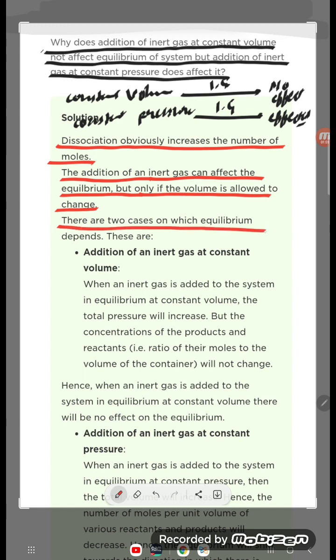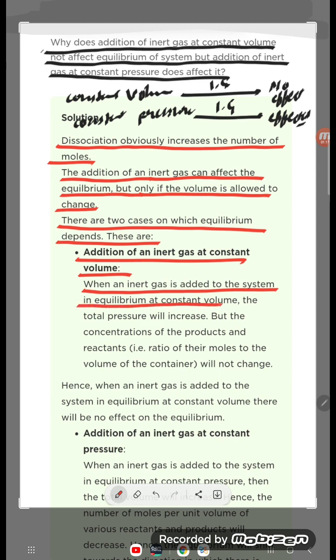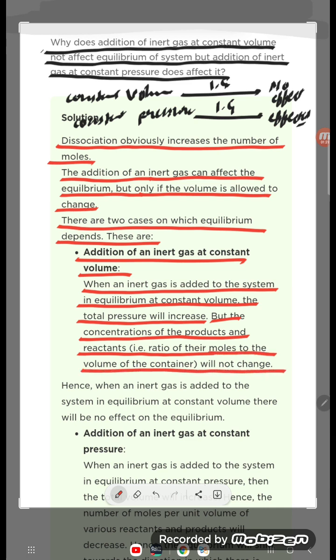There are two cases on which equilibrium depends. First one, at constant volume, addition of inert gas. When an inert gas is added to the system in equilibrium at constant volume, the total pressure will increase, but the concentration of product and reactant, the ratio of their moles to the volume of the container, will not change. Hence, there will not be any effect.